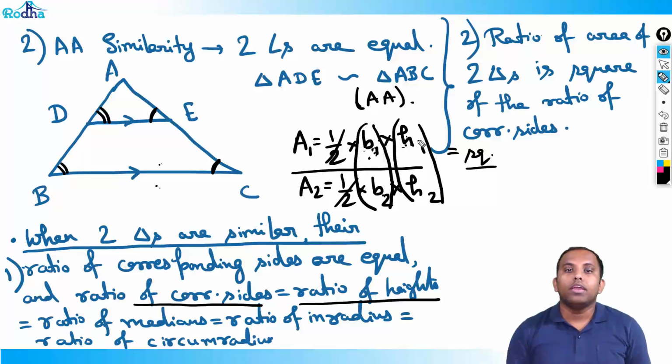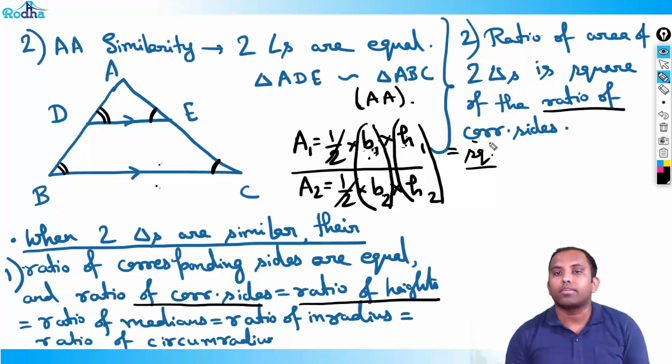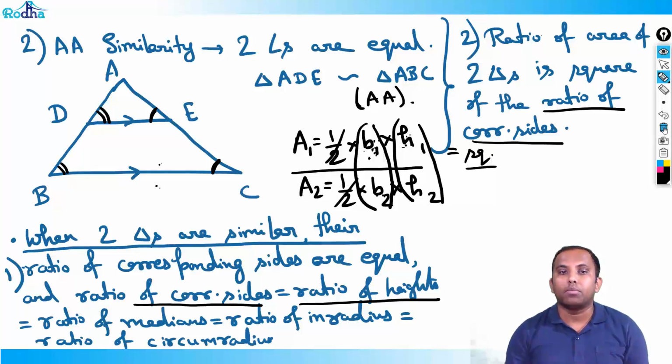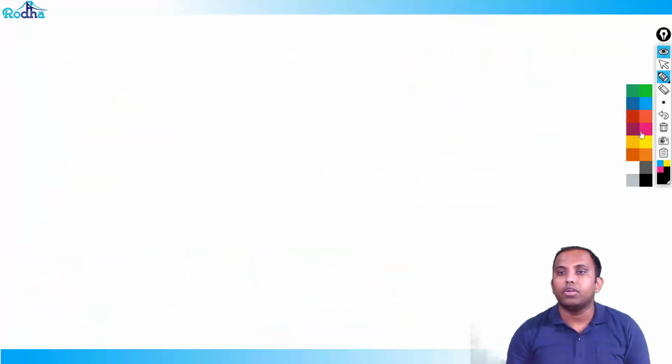So that's why the ratio of the areas of two triangles is the square of the ratio of the corresponding sides. Why is it a square? Because the base ratio and height ratio are both equal in two similar triangles, so it becomes a square in multiplication, right? So this is a very important point about similarity. Okay, we'll do questions, but first we'll do the third one, then we'll do questions, right?